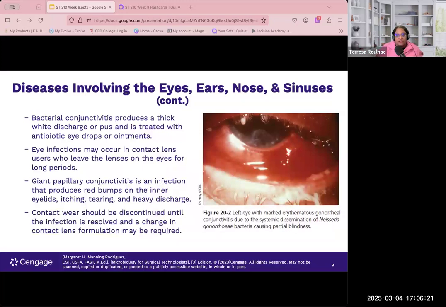With bacterial conjunctivitis, this is going to cause thick white discharge or pus, and it's treated with antibiotic eye drops or ointment.